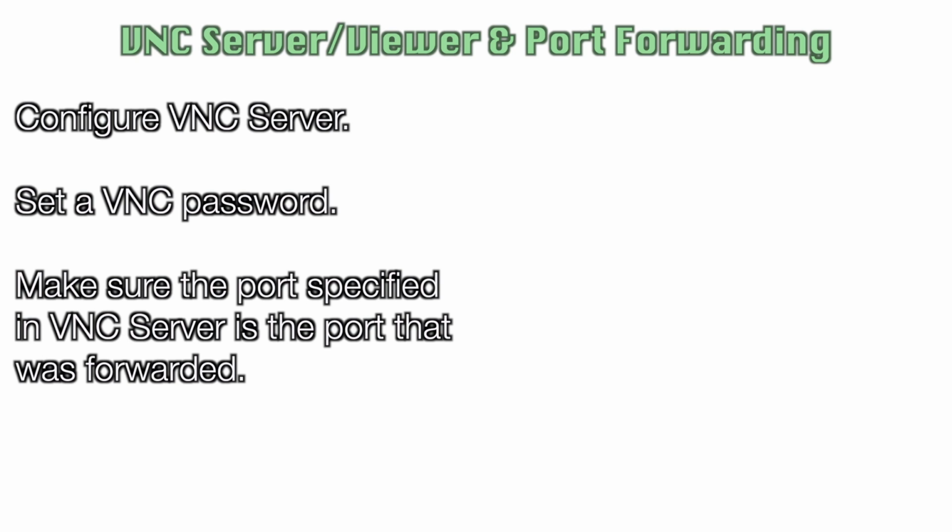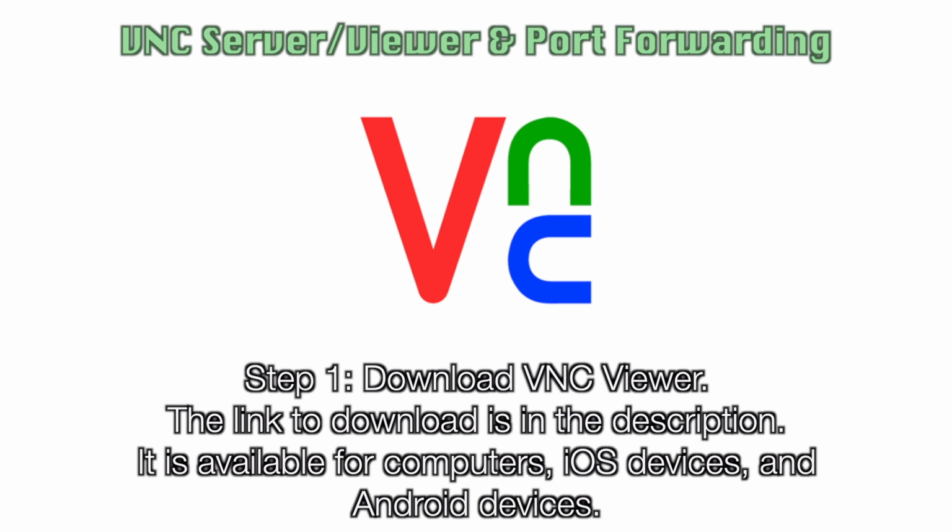You forward a separate port for each money-making device, particularly anywhere between the port 5,900 and 6,000. That's usually what ports are used for VNC connections. And just a different port for each money-making device. In order to access that device, you need to use VNC Viewer. I'll have a link in the description for that software.